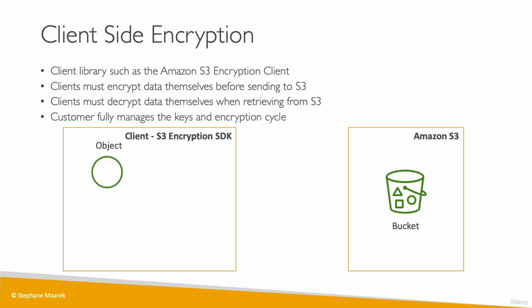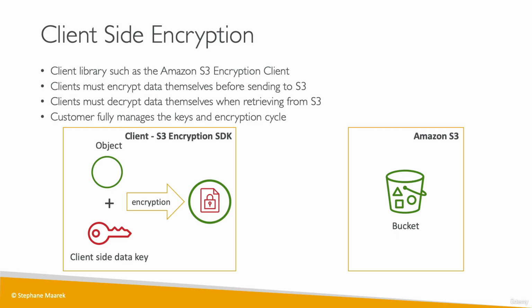And so in the client, we'll use an encryption SDK, for example, the S3 encryption SDK, and we'll provide the object and our client-side data key. The encryption will happen client-side, so the object is going to be fully encrypted on the client side, and then we are going to just upload that already encrypted object into Amazon S3. Okay, so those are the 4 types of encryption, so hopefully that makes sense.